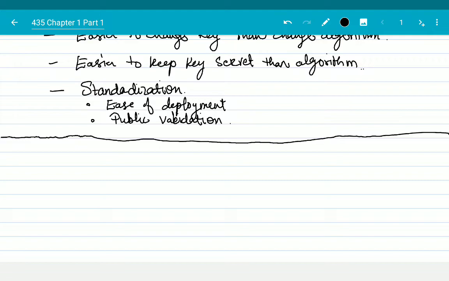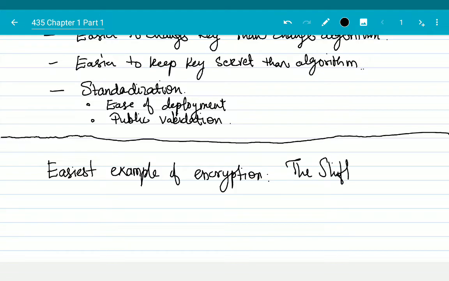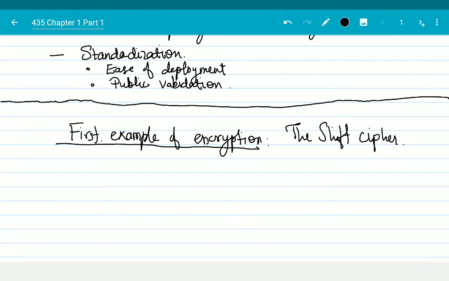Okay? The first example of encryption that we are going to look at is the shift cipher.